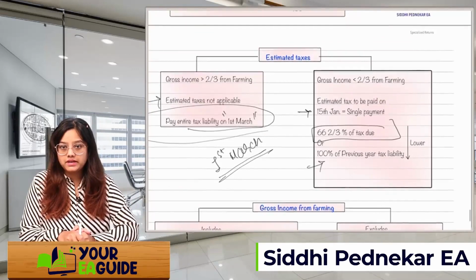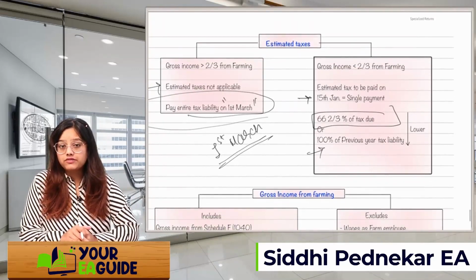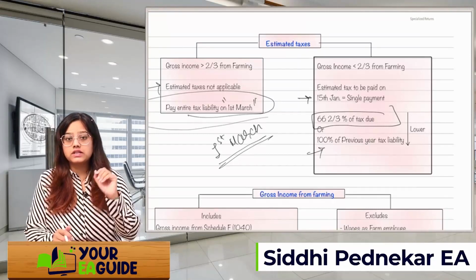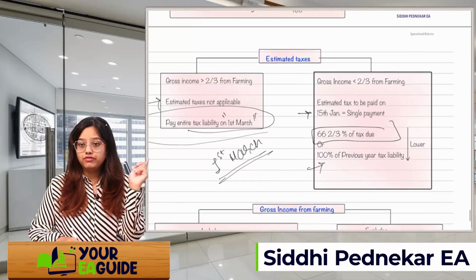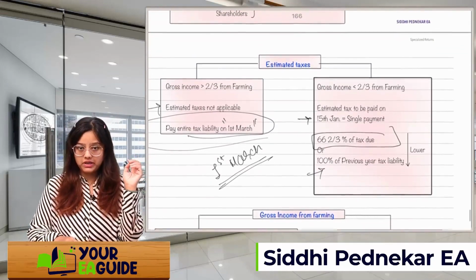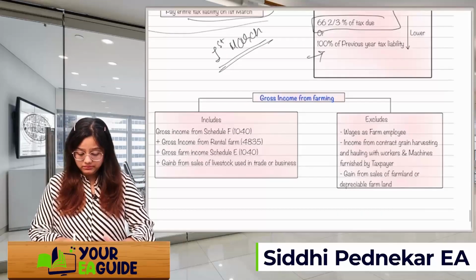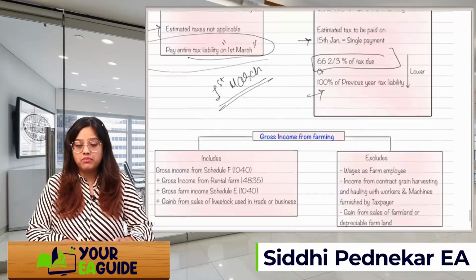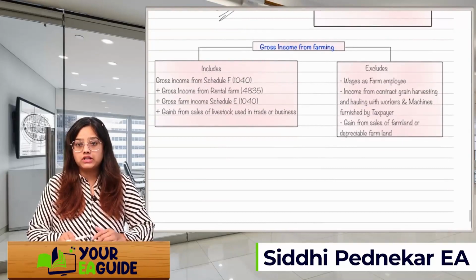All right, estimated taxes. In case of farming income, do we need to pay estimated taxes? Yes, but it will depend on whether the gross income is less than 2/3 from farming or more than 2/3 of the farming income. Okay. Next is gross income from farming. Now, what will this gross income include and what will it exclude?